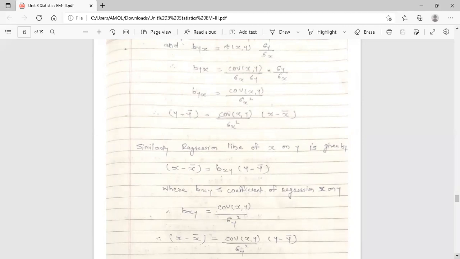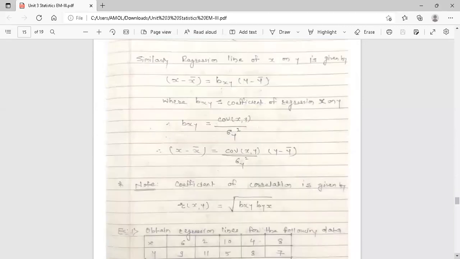So you remember it. And so it is x minus x bar is equal to covariance of xy upon sigma y square into y minus y bar. So this is the regression line of x on y.